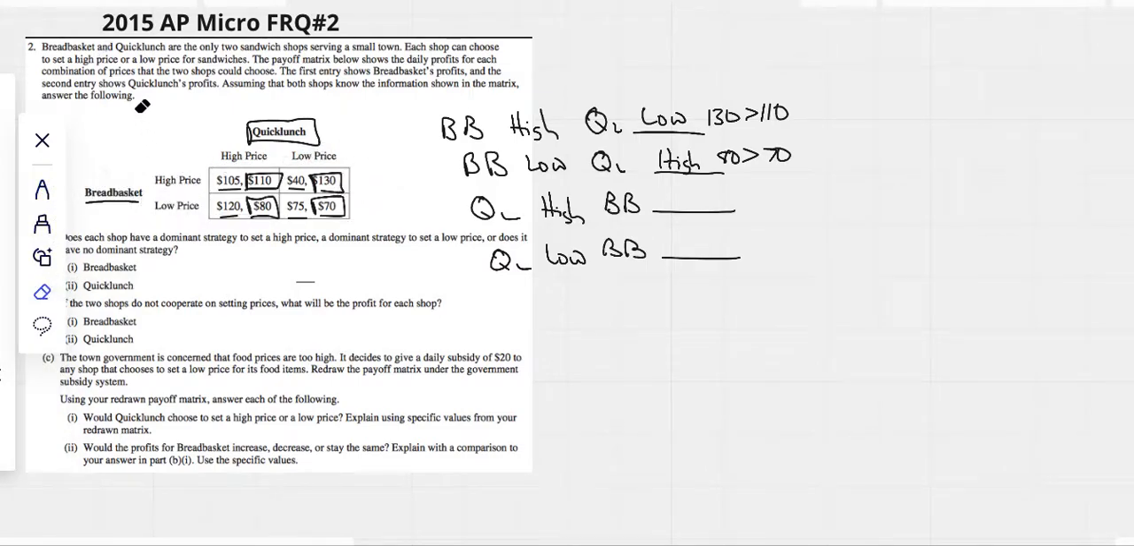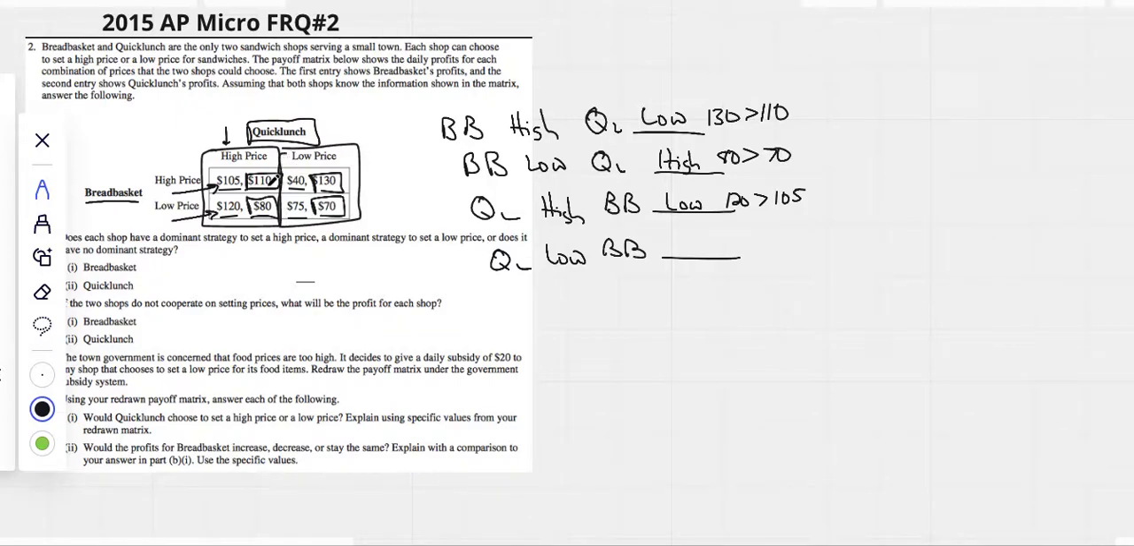Now let's flip it around and say instead of Breadbasket making a decision, let's say Quick Lunch decides to go high. Here we are in these two quadrants. Breadbasket has two choices. Breadbasket can go high or Breadbasket can go low. In this situation, Breadbasket will go low because 120 is greater than 105. Again, if Quick Lunch decides to go low, two choices for Breadbasket. They can either go high or they can go low. So in this situation, Breadbasket will choose low because 75 is greater than 40.